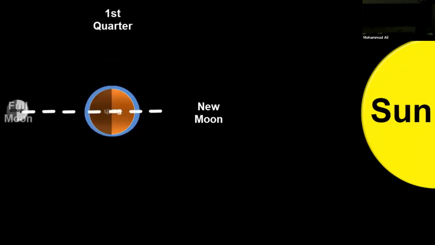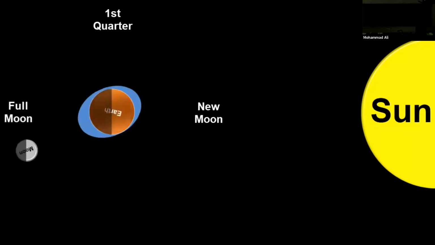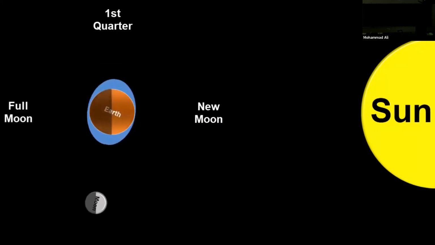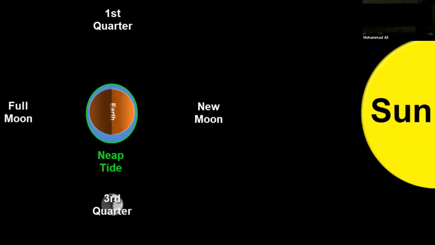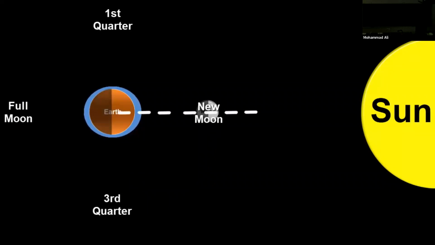At the full moon, the moon and sun's gravities line up again, so we get another spring tide. At the third quarter, the gravities are out of whack again, so we get another neap tide. Then back at the new moon position, the moon's gravity combines with the sun's to start over again with another spring tide.